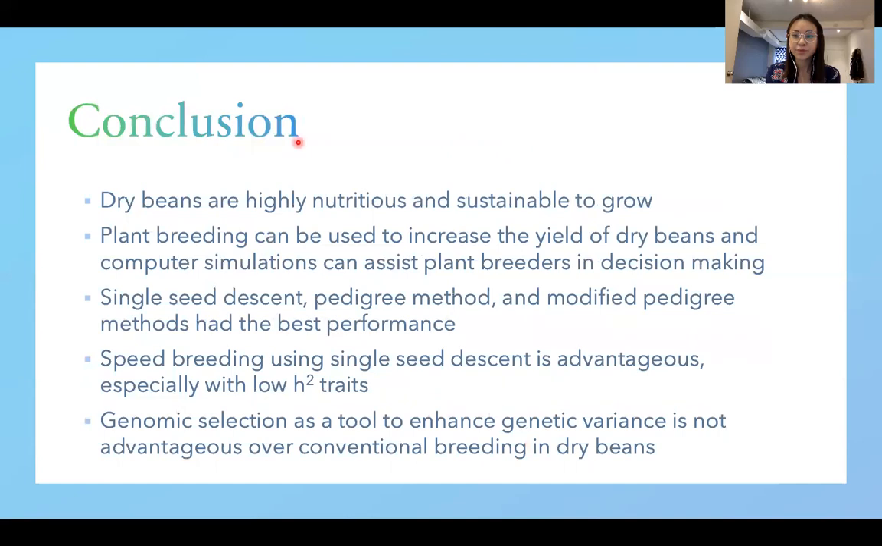So, in conclusion, dry beans are highly nutritious and sustainable to grow. Plant breeding can be used to increase the yield of dry beans, and computer simulations can assist plant breeders in decision making. Single seed descent, pedigree method, and modified pedigree methods had the best performance. Speed breeding with single seed descent is advantageous, especially with low heritability traits, and genomic selection as a tool to enhance genetic variance is not advantageous over conventional breeding in dry beans.